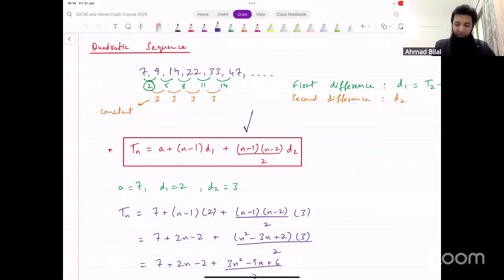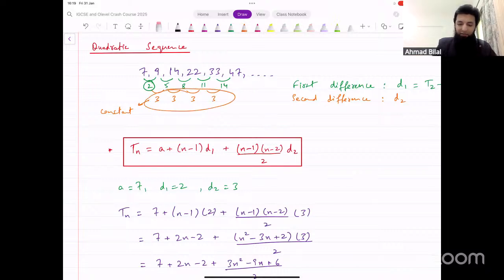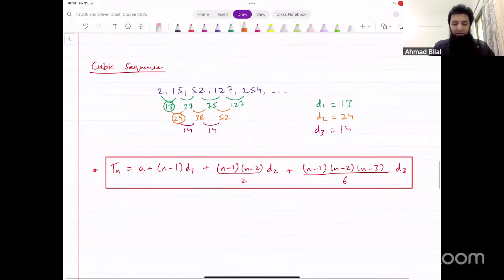This was the formula that we used to find the nth term of a quadratic sequence: a plus n minus 1 times d. That's the same as the linear sequence, but then you have another term, n minus 1 into n minus 2 divided by 2 times d2, where d2 represents the second difference. The second difference is going to be constant. For the first difference, you consider this first value here. You just input that in the formula, simplify everything, and you get the result.